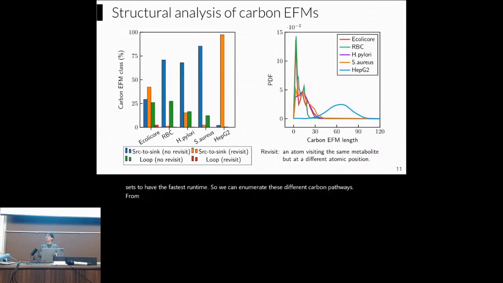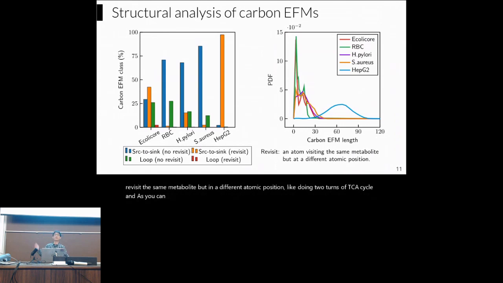From here, I want to get a broad understanding of what type of pathways these carbon EFMs represented. So on your left, I'm showing a bar plot showing the different categories. Are they source to sink flows, explaining nutrient source remodeling? Is it an internal simple cycle? And within those two categories, we stratified them further to account for cases where that carbon may revisit the same metabolite, but in a different atomic position, like doing 2 turns of TCA cycle.